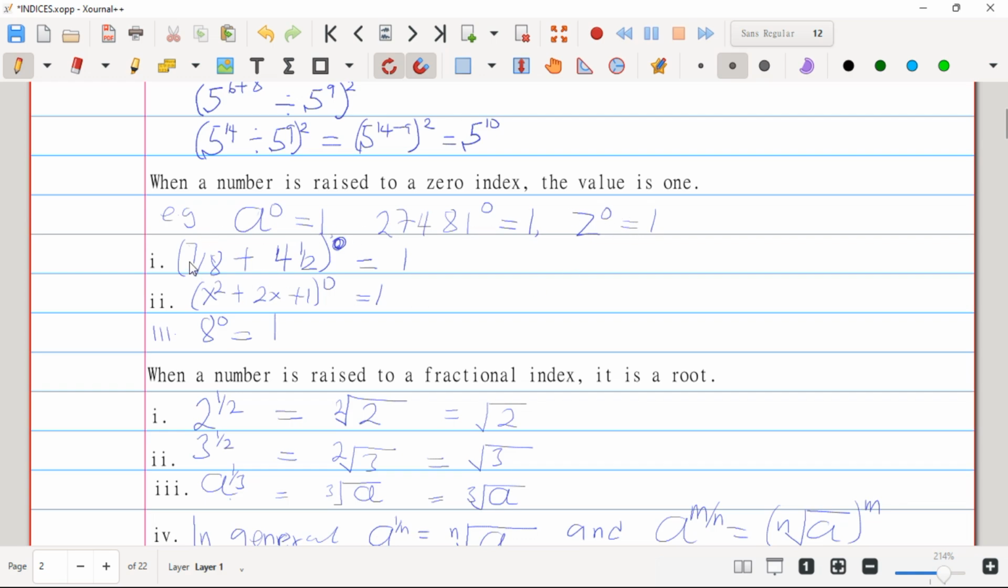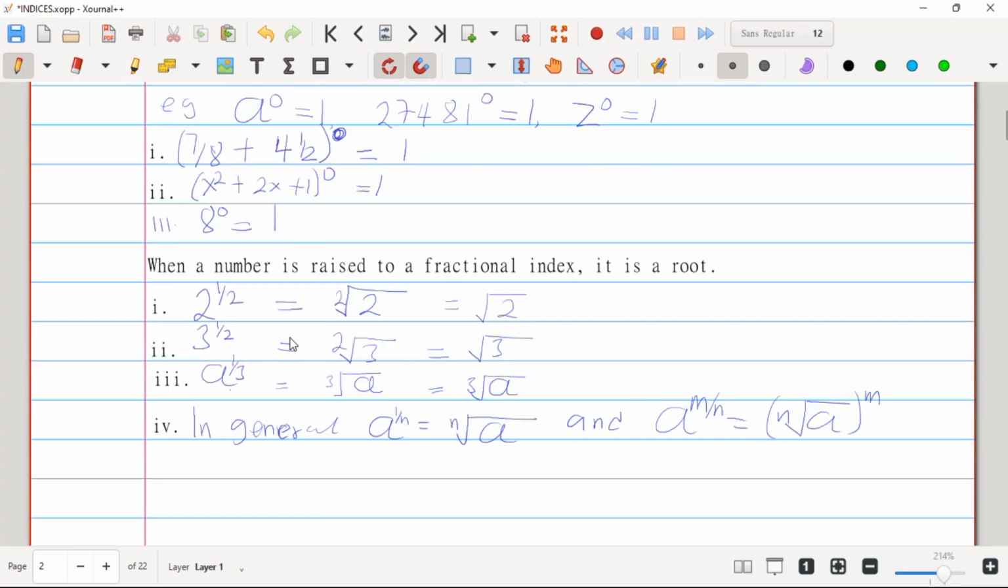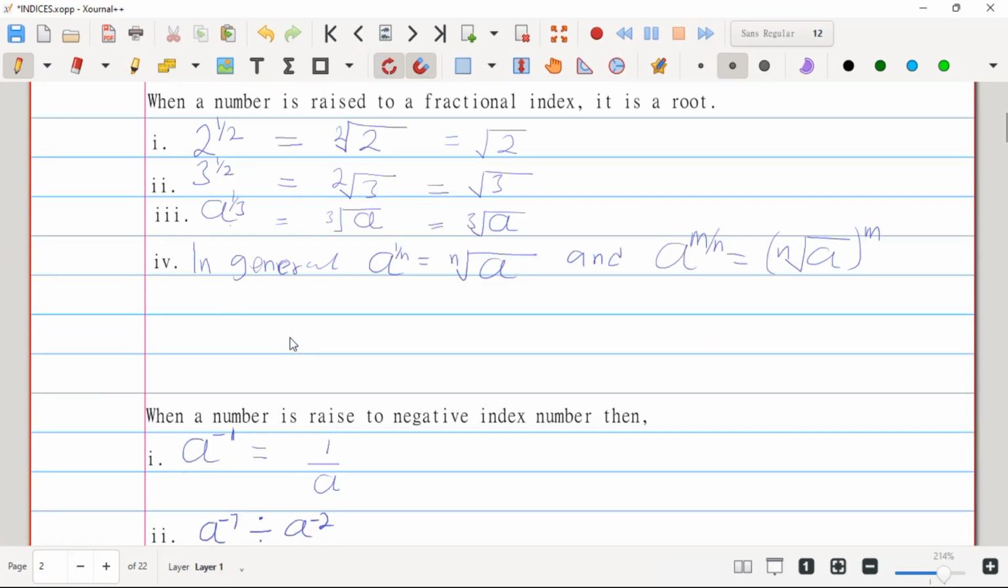So if we have this expression, 7 divided by 8 plus 4 whole number 1 divided by 2 raised to the power 0, it is surely going to give us 1. And if we have x squared plus 2x plus 1 raised to the power 0, it is still going to give us 1. If you have 8 raised to the power 0, it's still going to give us 1. So any letter, any digit, any number at all raised to the power 0 is surely going to give us 1.